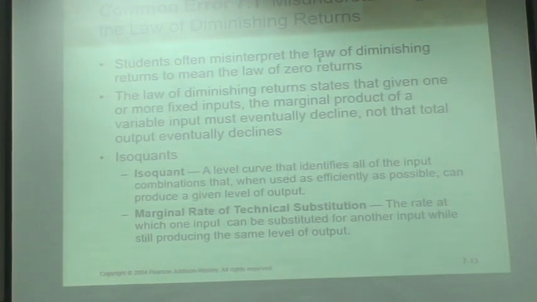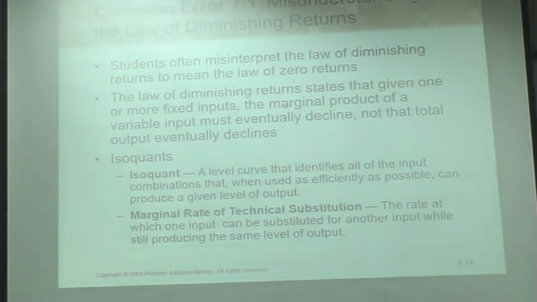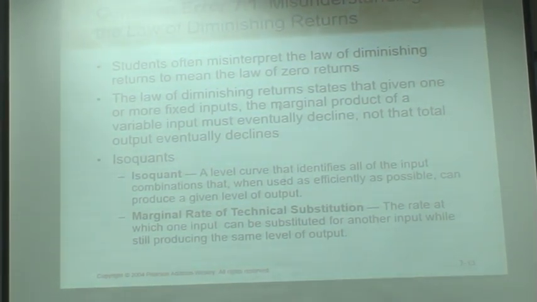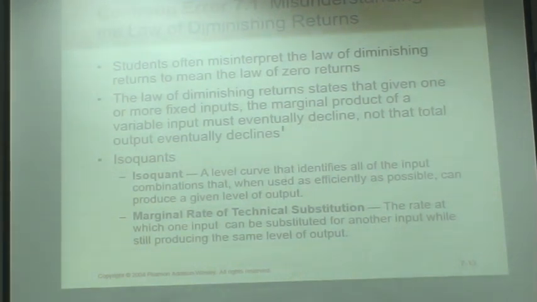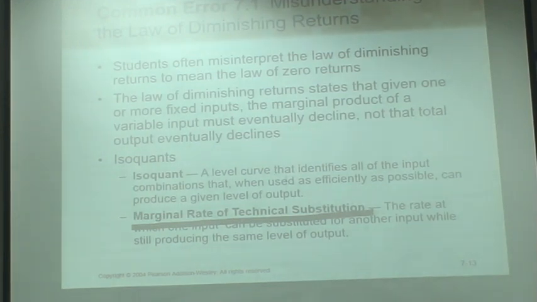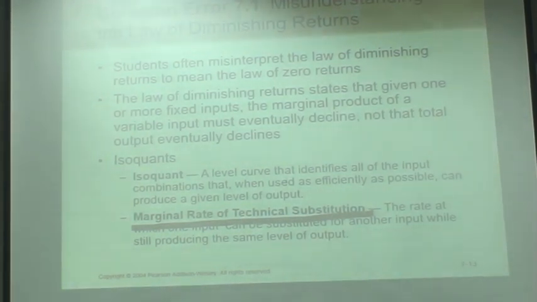Here we talk about misunderstanding of this, but I don't think you're going to get confused. But there's one term I want to tell you: marginal rate of technical substitution. Remember we say the slope of the indifference curve is called marginal rate of substitution. And the slope of the isoquant is called marginal rate of technical substitution. It is MRTS.